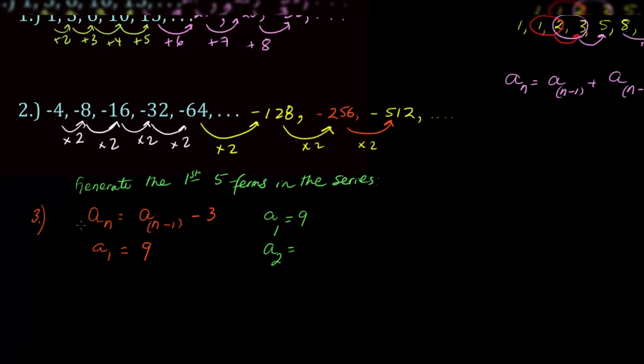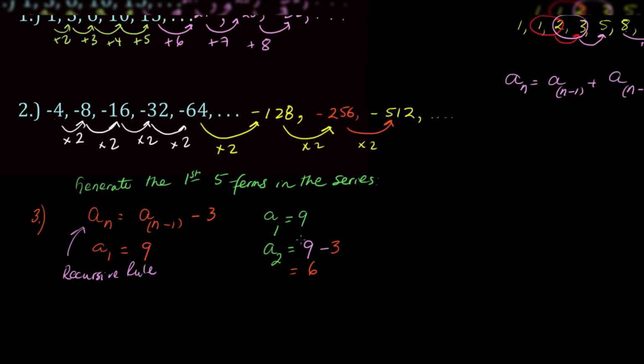So this rule, if you recall, is a recursive rule. In a recursive rule, you can generate a sub n based on the term that's preceding it. In this case the term preceding a sub 2 is 9, and you subtract 3 from it, and you will get the subsequent term. So a sub 2 is 9 minus 3, so that's going to be 6.